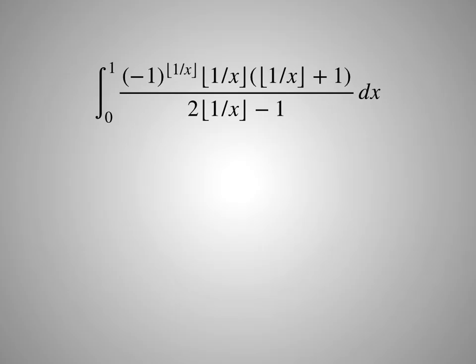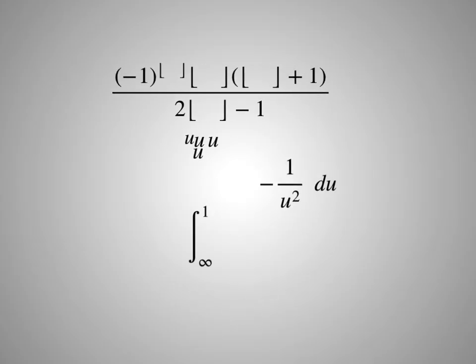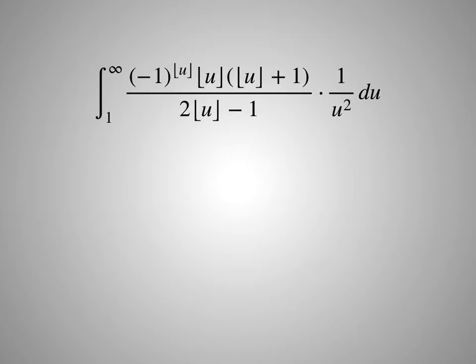But we can actually substitute just the inside of the floor function and deal with it later. Let's set u equals 1 over x. So we can rearrange these terms, differentiate both sides, and we are left with this expression over here. Now let's change the limits of integration. We start with 0 plus to 1 and plug it in to 1 over x. That becomes infinity to 1. Reverse the limits of integration to the right order and get rid of the negative sign. And we are left with this integral right here.